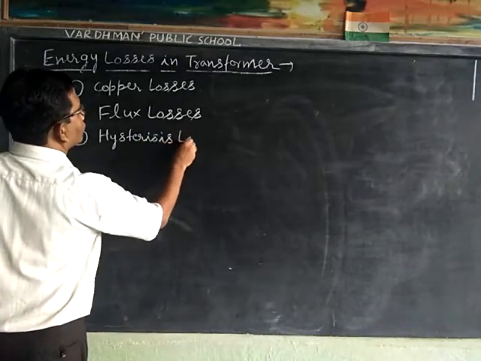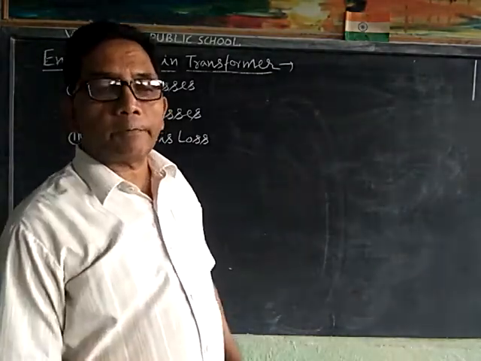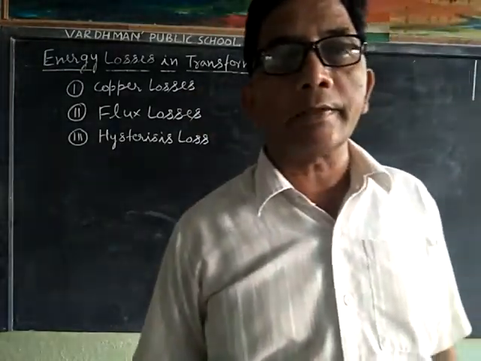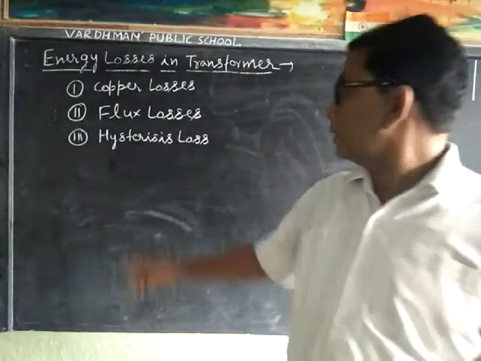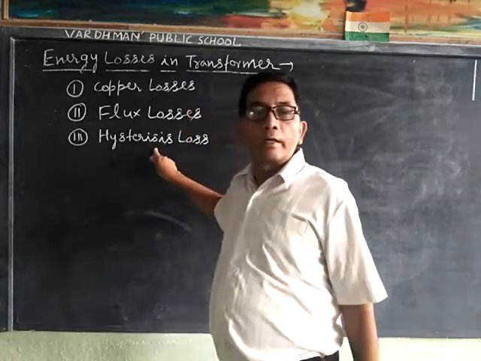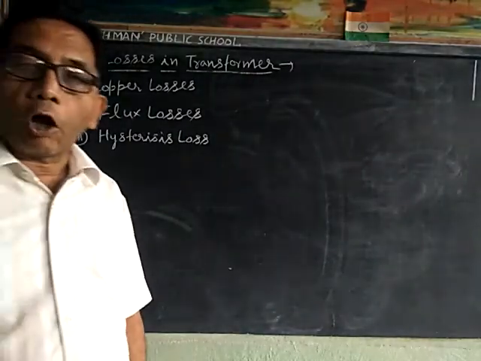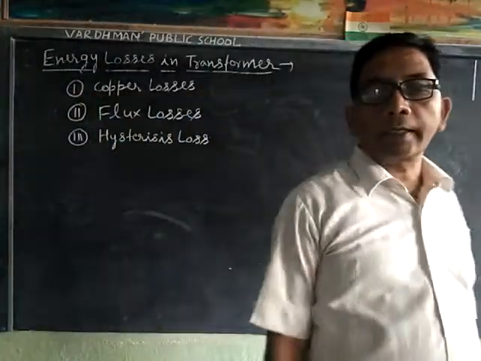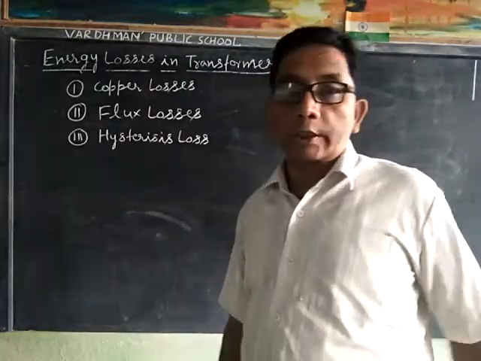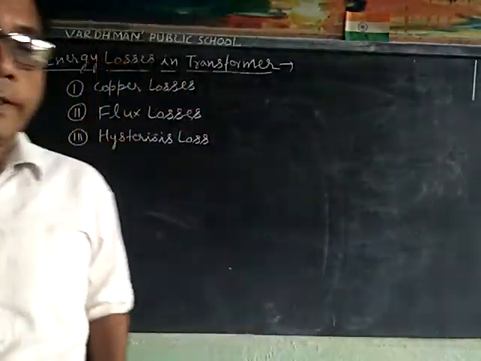Hysteresis loss. We have already studied that when a ferromagnetic substance is taken through a complete cycle of magnetization and demagnetization, there will be loss in energy. Here, hysteresis loss: the energy loss takes place in magnetizing and demagnetizing the iron core over every cycle.